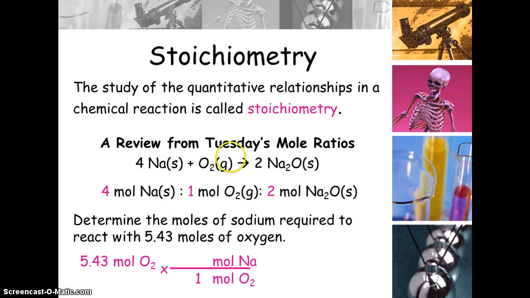We're going to have 1 mole of oxygen because we've got a 1 here. And we're going to have 4 moles of sodium because we've got 4 over here. Now we multiply on top, 5.43 times 4, and divide by 1, which gives us 21.7 moles of sodium. So that's our final answer, going from moles to moles.